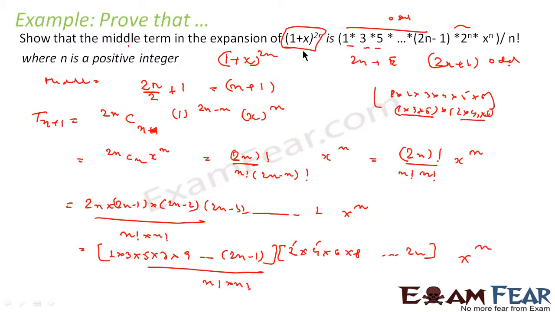If you see, this was what we were supposed to prove. We have found the nth term, and this is exactly equal to what we have found. So we have proved that the middle term of the expansion is this.